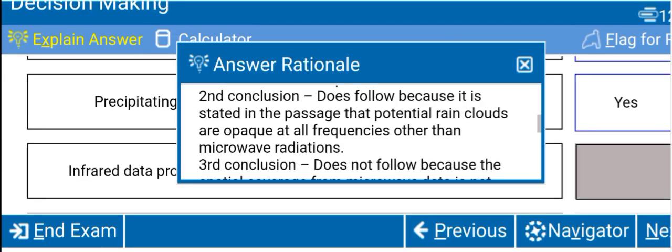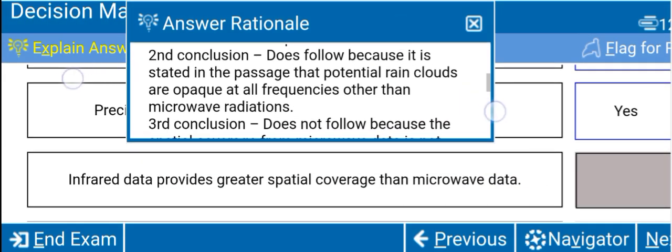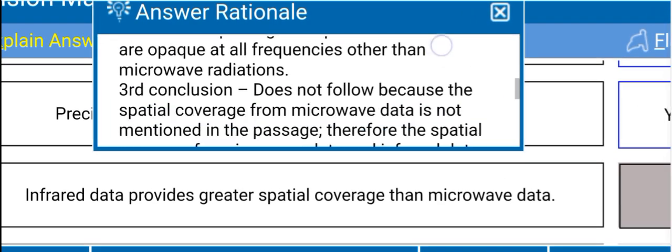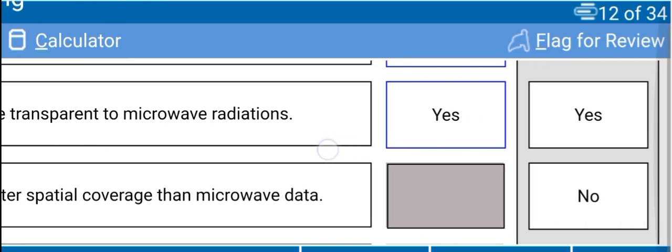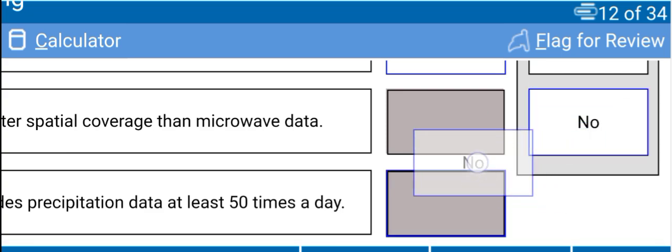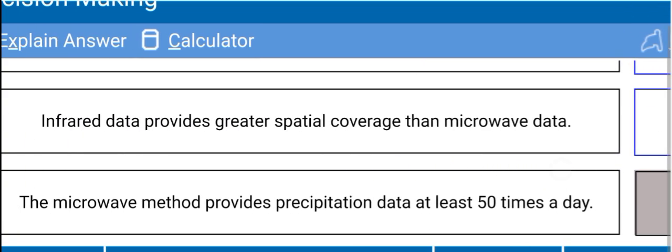So the third conclusion, which says infrared data provides greater spatial coverage than microwave data. Therefore, the spatial coverage for microwave data and infrared data cannot be compared. So that's why the third conclusion does not follow. So we will drag our no and drop it in front of it.